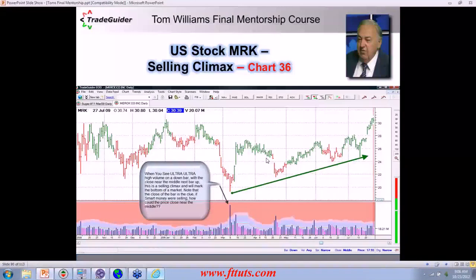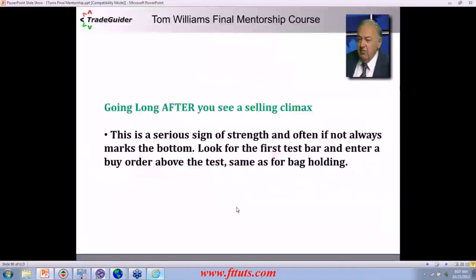Yeah, thanks, Tom. You'll find usually the volume on a selling climax is enormous. Shakeouts can happen on high and ultra high volume, but on a selling climax it will be ultra high volume. It will be massive. It will stand out like Yao Ming on Yao Ming's shoulders. So it's a serious sign of strength, very serious. And any time after that, you see a test of that, I go long. Very powerful signal.